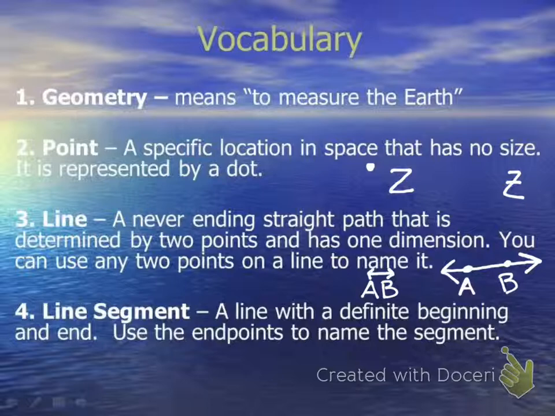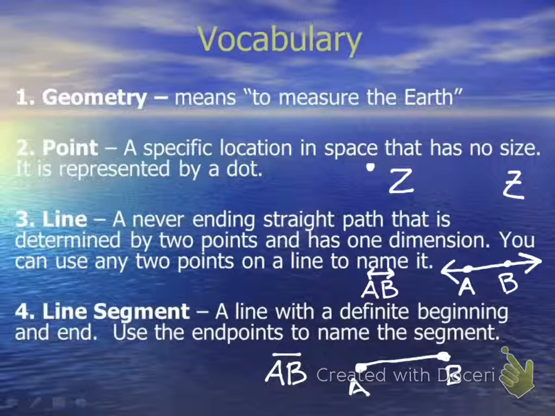So make sure you put the arrows on the end. If you don't put the arrows on the end, now you are writing the symbol for a line segment. A line segment, or sometimes just called a segment, is a line that is defined, or that has a definite beginning and end. So it looks a lot like a line, but now a segment has endpoints. It starts at A, ends at B.